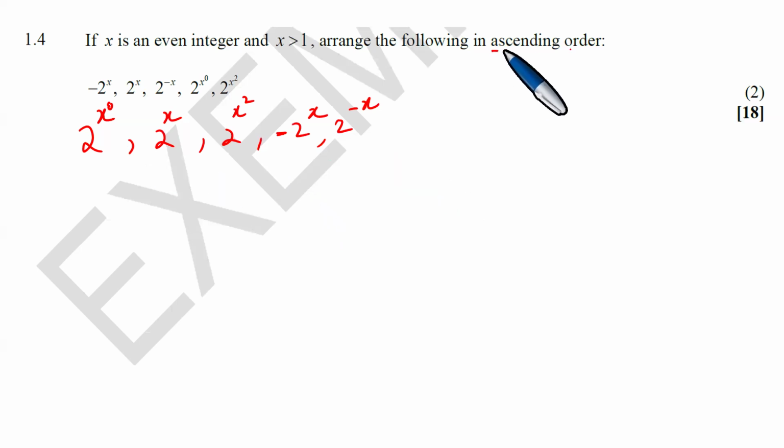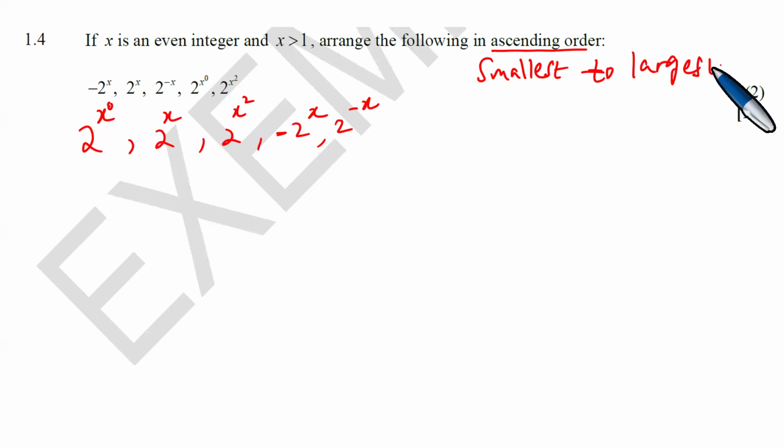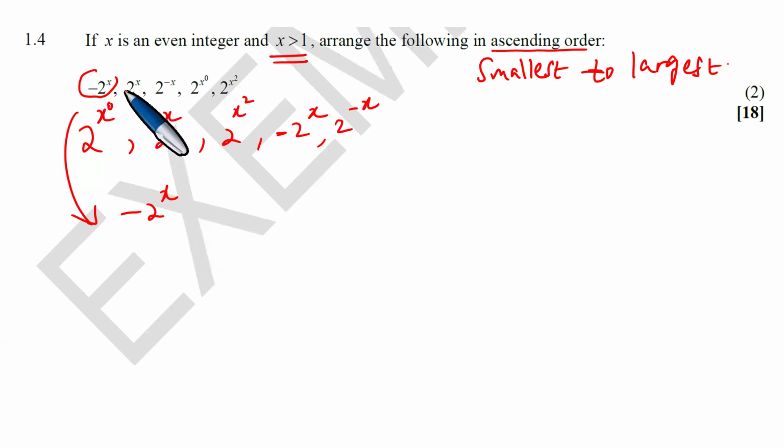Obviously now, ascending order means from smallest to largest. That's what ascending order means. But if x is bigger than 1 here, the correct ascending order is the following. Thanks obviously for trying. A number with a negative in front is the smallest one possible. So we're going to start with minus 2 to the power x. That is the smallest one possible because all these other numbers are positive.